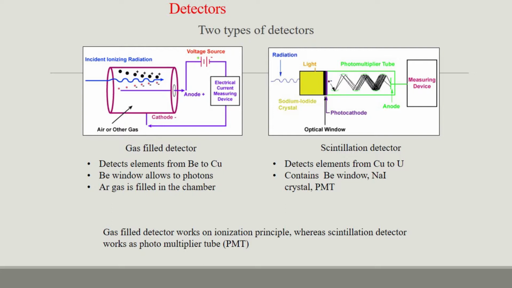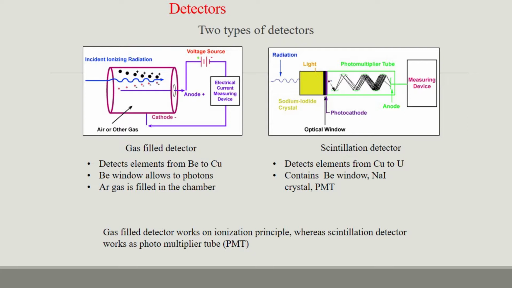The beryllium window allows photons into the gas flow detector, and in the scintillation detector, along with the beryllium window, there is also a sodium iodide crystal and a PMT counter. In the gas flow detector, the main gas is argon, which is filled inside the chamber.